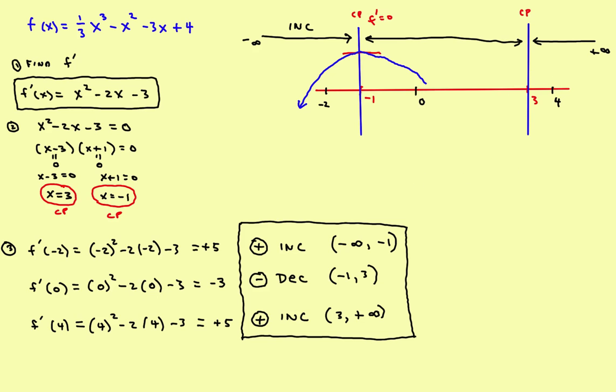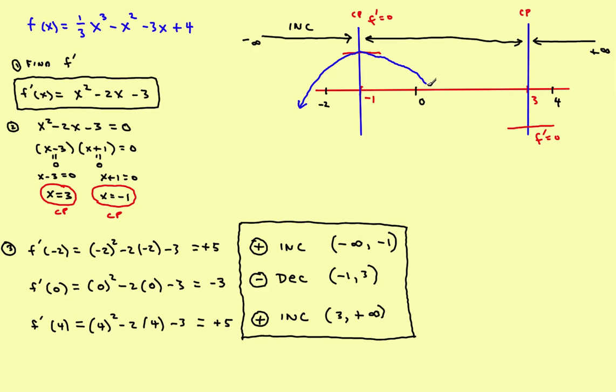Now, at this critical point, it does the following. I've got another horizontal tangent, but it's got to go from decreasing to increasing. So decreasing in this interval to increasing in this interval. So I know I have to have a horizontal tangent right in here. So again, this is where f prime is equal to 0.